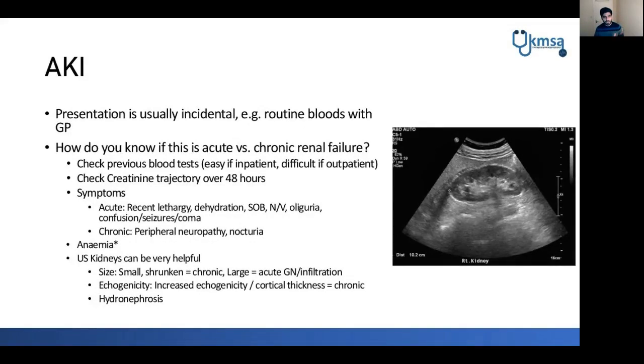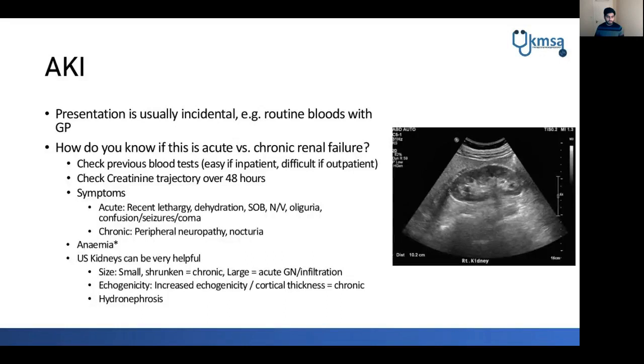This is more difficult if it's an outpatient. If you can, ring the GP and try to find a recent blood test. If not, then you have to go off other things. One is to check the creatinine trajectory: is it going up, down, or staying the same? Other things are symptoms. If someone presents with an acute kidney injury, they may have recent onset lethargy, dehydration, shortness of breath, and nausea and vomiting. Anuria is pretty sensitive, and they may present with confusion, seizures, coma. However, if someone has had CKD for years and years, they're unlikely to have those things. More likely, peripheral neuropathy, nocturia, and itchiness are associated with chronic disease.